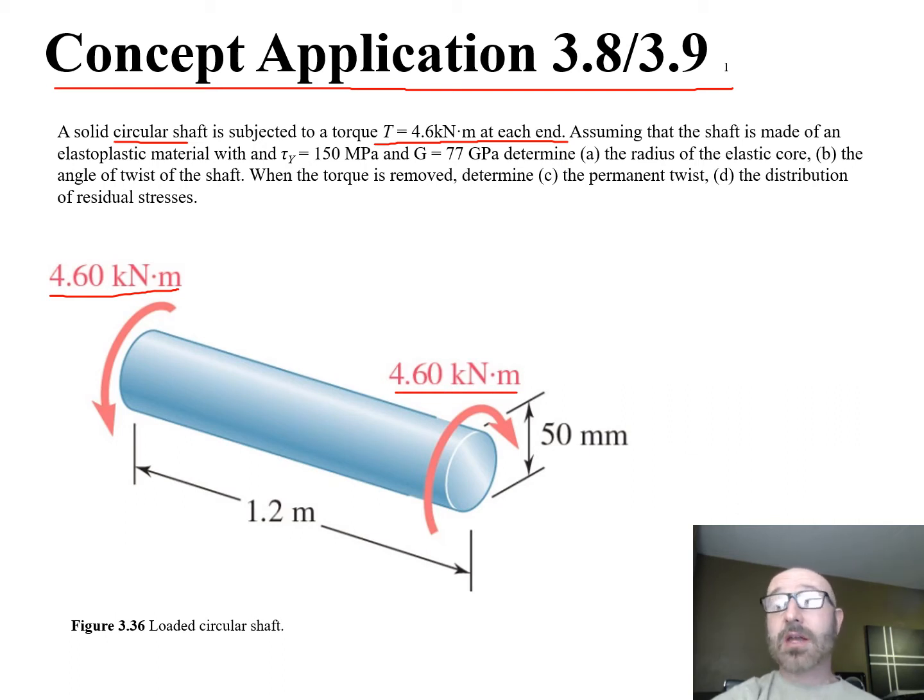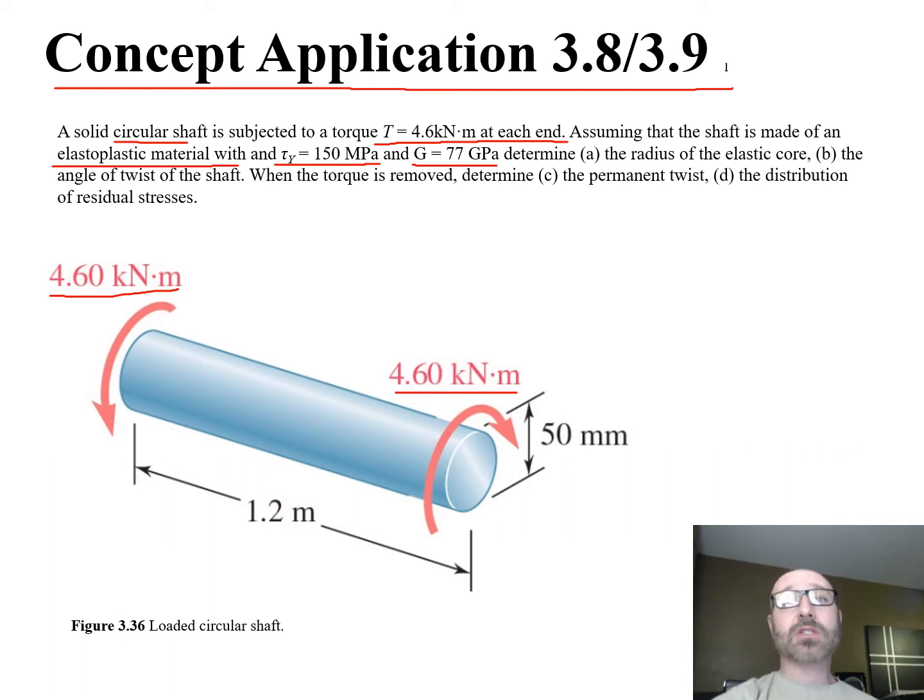right here. Now they then tell us to assume that the shaft is made of an elastoplastic material, and they give us that tau sub y is equal to 150 megapascals. Our shear modulus G is 77 gigapascals. And then they ask us to find 4 different things within this problem right here.